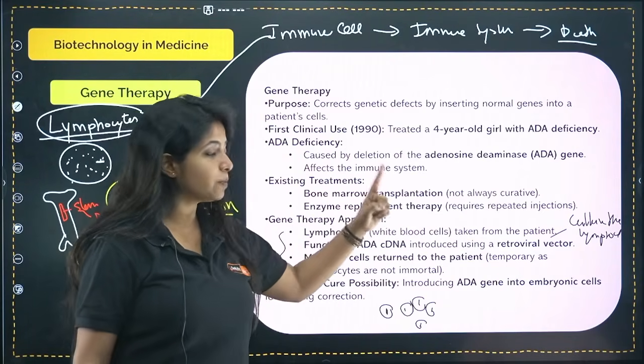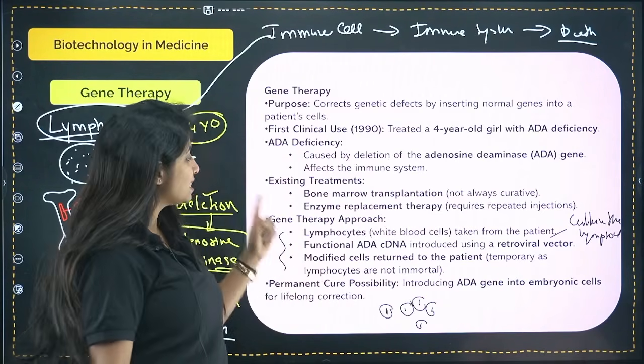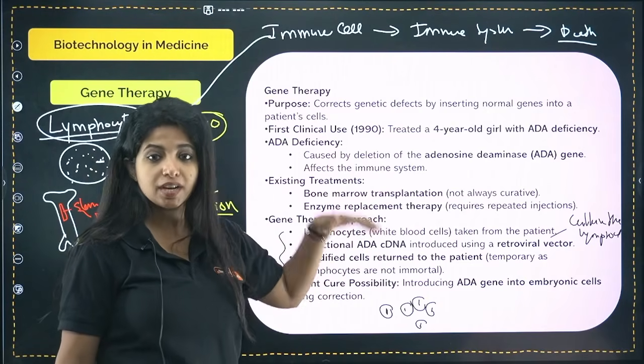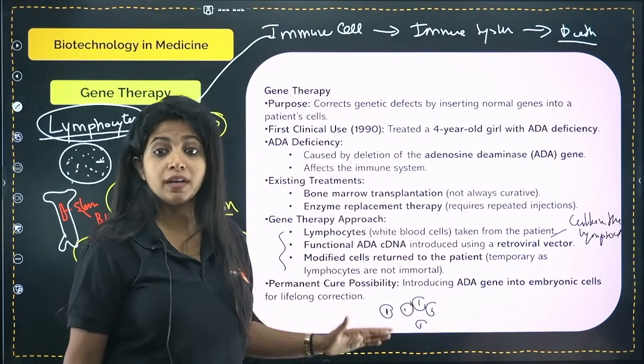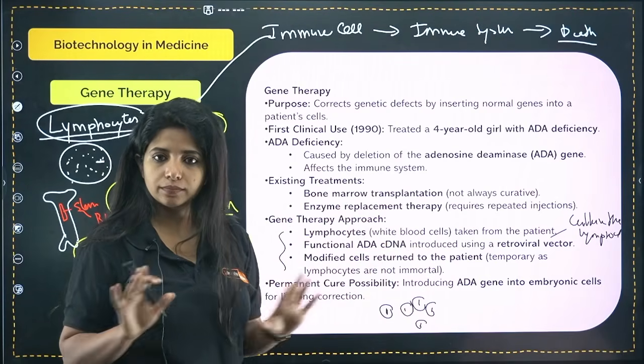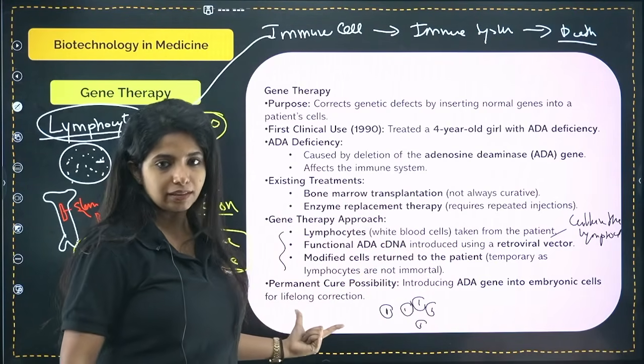So, bone marrow transplantation is not always curative. Similarly, with enzyme replacement, again you need repeated transfusion. Gene therapy in the adult stage, again you might need repeated transfusion, but if you're doing it in the embryonic stage itself, it is a permanent cure. Got it? So there is only one permanent cure, and that is this.